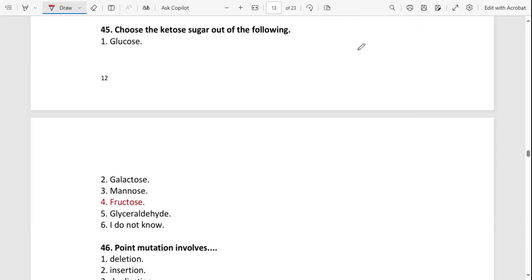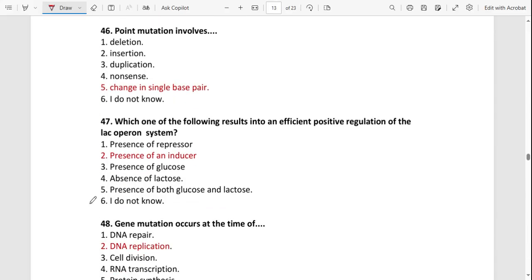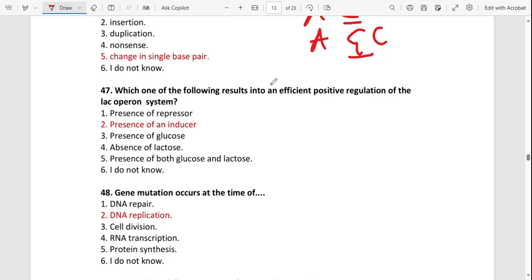Choose the ketose sugar out of the following. Glucose is an aldehyde, galactose is an aldehyde, mannose is an aldehyde, glyceraldehyde is an aldehyde. The only one here is fructose, which is the hexose sugar. Now point mutation involves a single base. We call it the substitution. For example, if you have got ACC, you change it and it becomes AGC. A mutation has happened. There's a substitution there. Change in a single base.